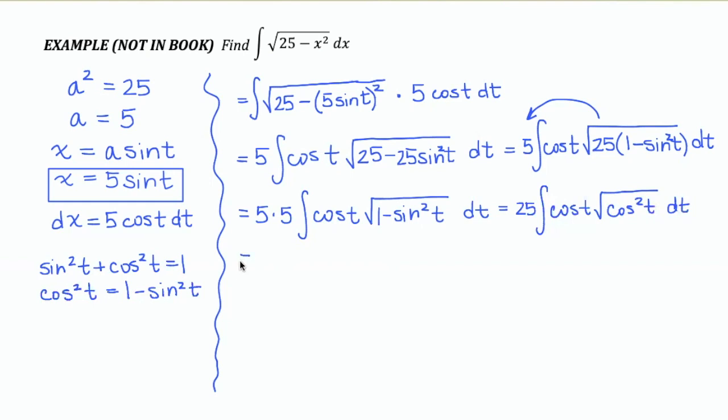And again, here's where the magic happens, because when I take the square root of something squared, I get just that original expression back. So really, I have 25 times the integral of cosine of t times cosine of t dt, which is of course the same as 25 times the integral of cosine squared t dt.